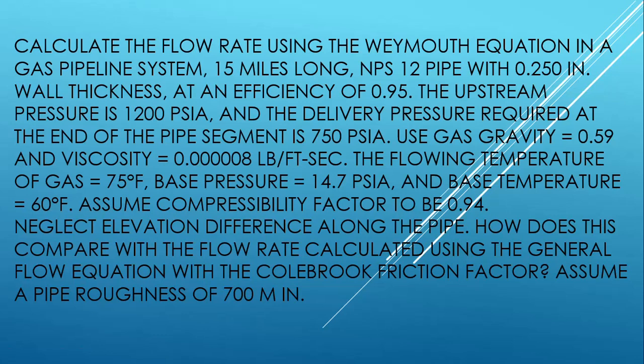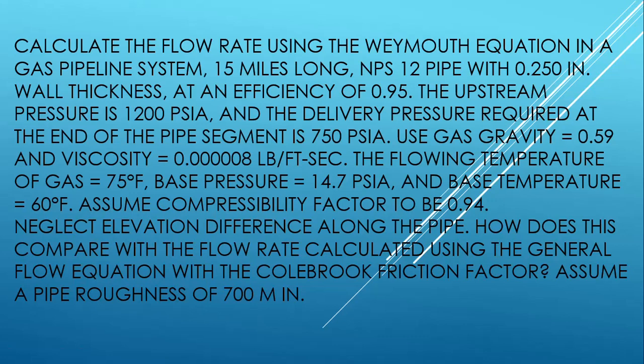The nominal size is a 12 inch pipe with 0.250 inch wall thickness at an efficiency of 0.95. The upstream pressure is 1200 psia, that is psi absolute, and the delivery pressure required at the end of the pipe segment is 750 psi absolute. Use gas gravity equal to 0.59 and viscosity equal to 0.00008 pounds per foot second.